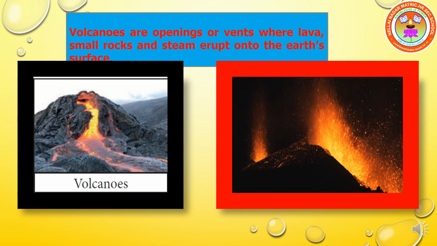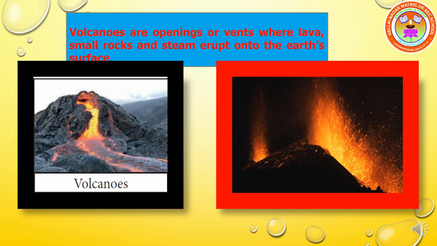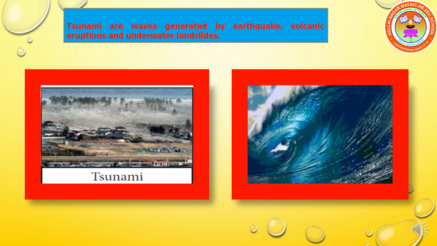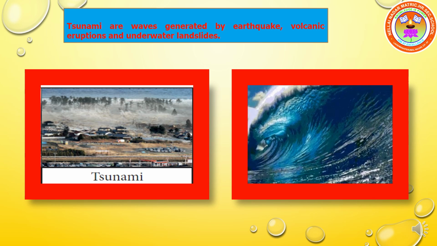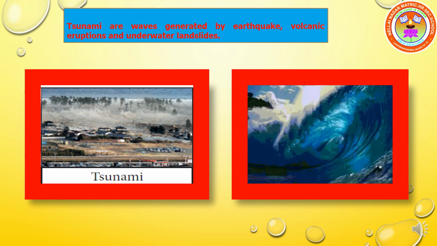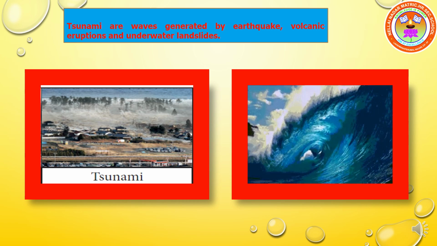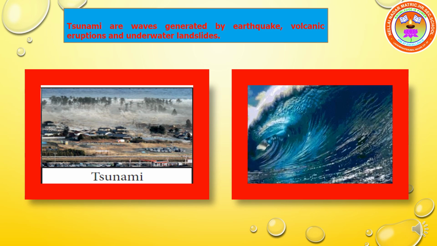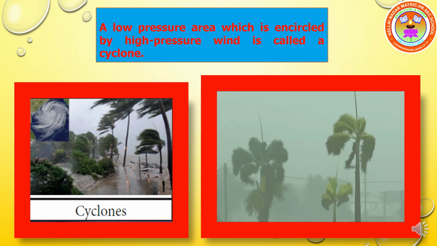Next, volcanoes. Volcanoes are openings or vents where lava, small rocks and steam erupt onto the earth's surface. From the mountains, it falls onto the earth's surface. Next, tsunami. Tsunami are waves generated by earthquake, volcanic eruptions and underwater landslides. So, due to earthquake, volcanic eruptions and underwater landslides, tsunami is happening. Is it clear?